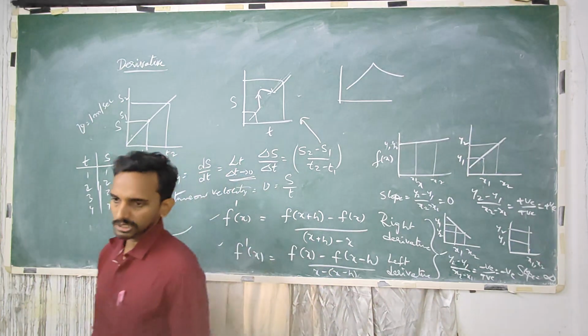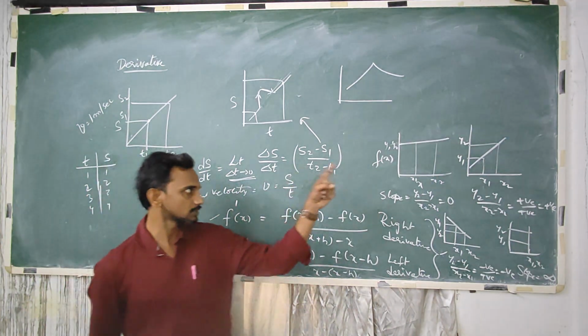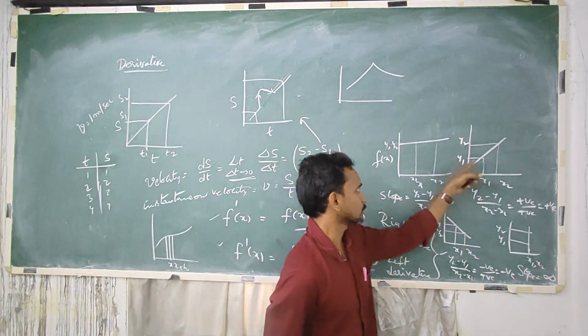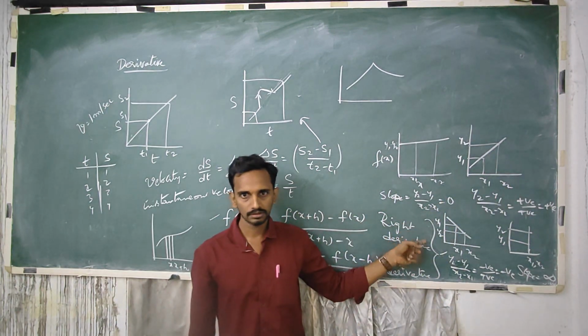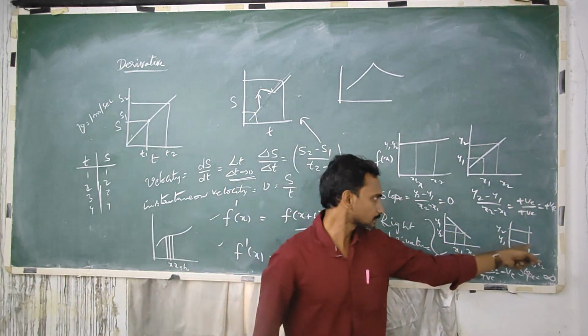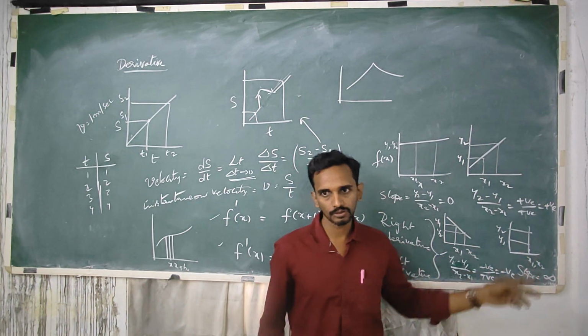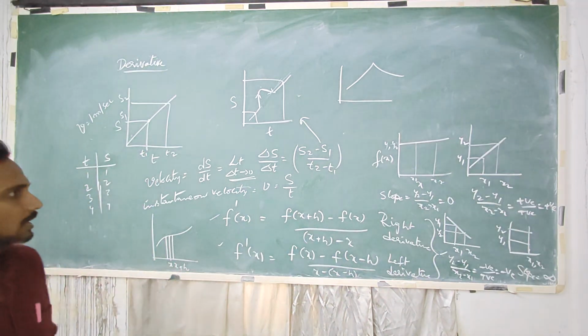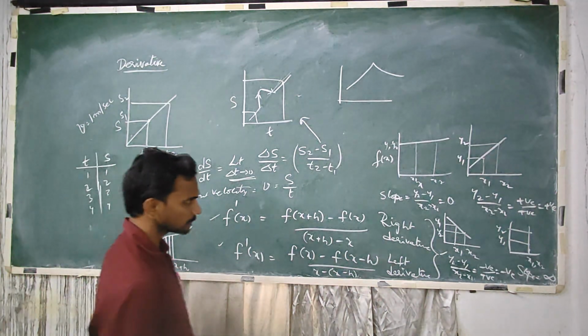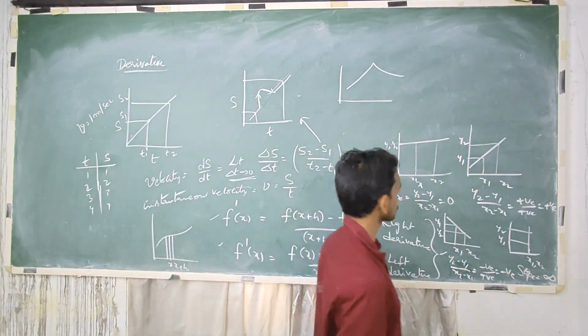So if the given curve is parallel to x-axis, slope is 0. If it rises up, slope is positive. If the curve falls down, slope is negative. If it is parallel to y-axis, slope is infinity. Okay, so these are the different possibilities for slope.